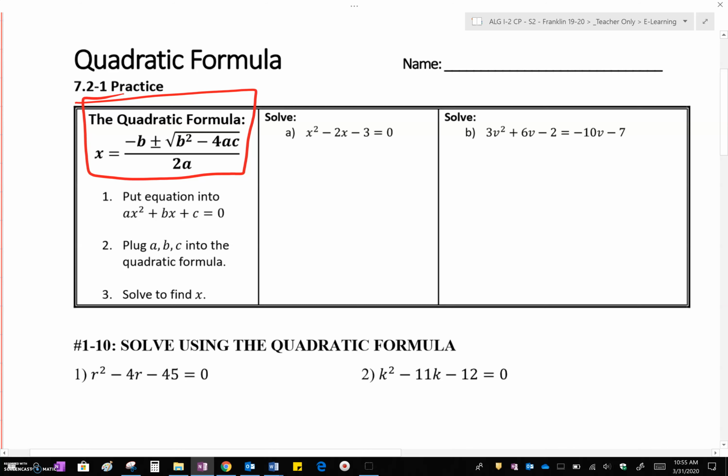So the steps here, what to do or how to use this. First, you've got to put your equation into standard form: ax squared plus bx plus c. So you need to make sure your highest degree term, your degree 2 term, is first, and then degree 1, and then degree 0. And then you're going to take your a, b, and c values from the equation and put them into those 3 spots in the quadratic formula. And then we solve it to find the values for x. So once you get the numbers in there, it's actually not too bad.